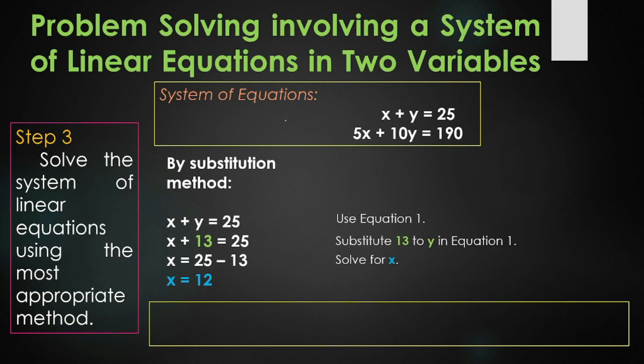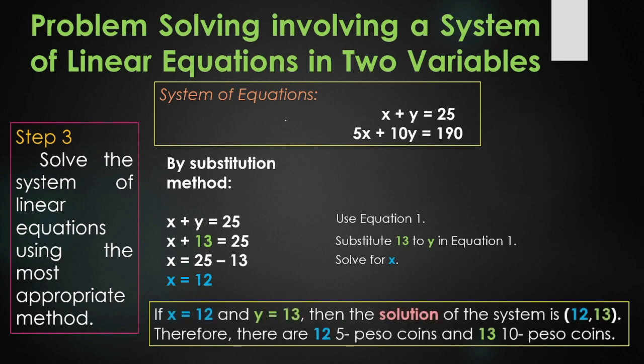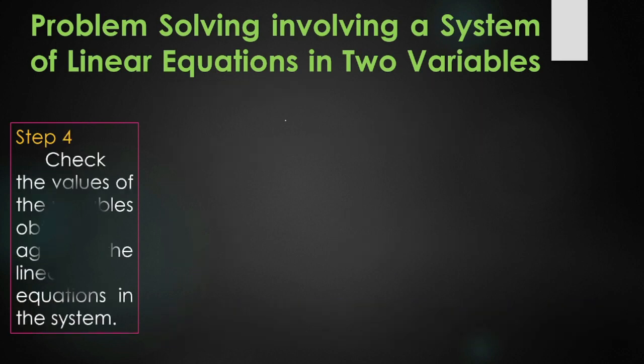Now that we have the value for x, which is 12, and the value for y, which is 13, we have the solution of the system, and that is (12, 13). Therefore, we can conclude that there are 12 5-peso coins and 13 10-peso coins. For the last step, let us check the values of the variables obtained against the linear equations in the system.